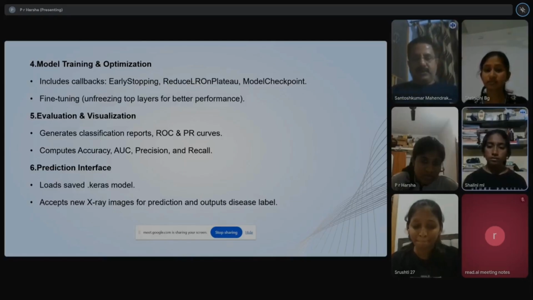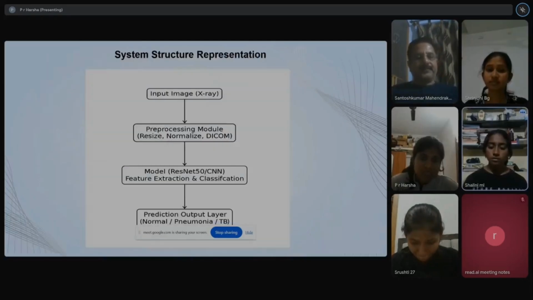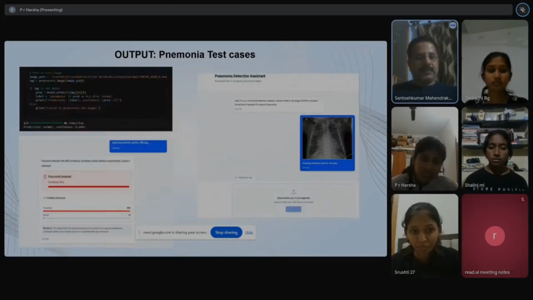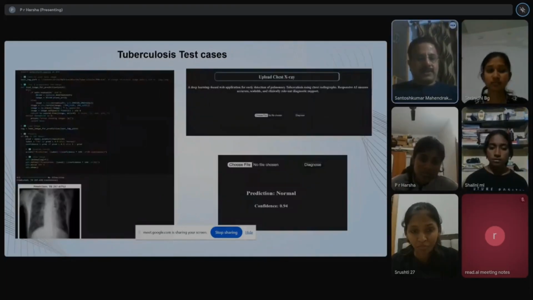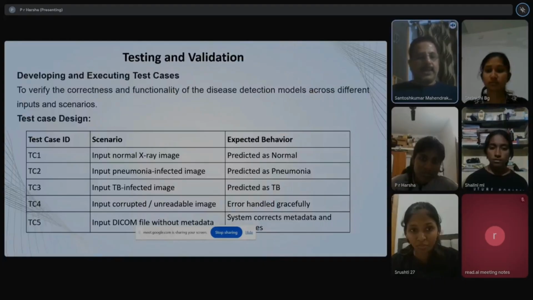Okay. Come to the next slide. Next slide. Okay, next slide. Okay, here you are talking about the third test case. Input DICOM file without metadata and system corrects metadata and something you are telling. Can you explain, elaborate that particular part?